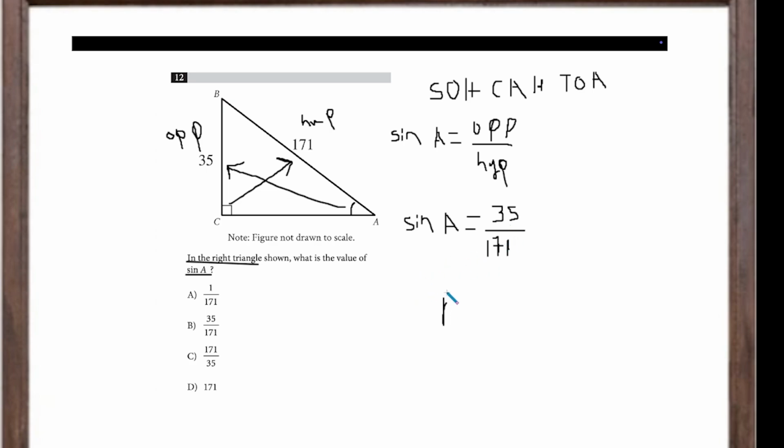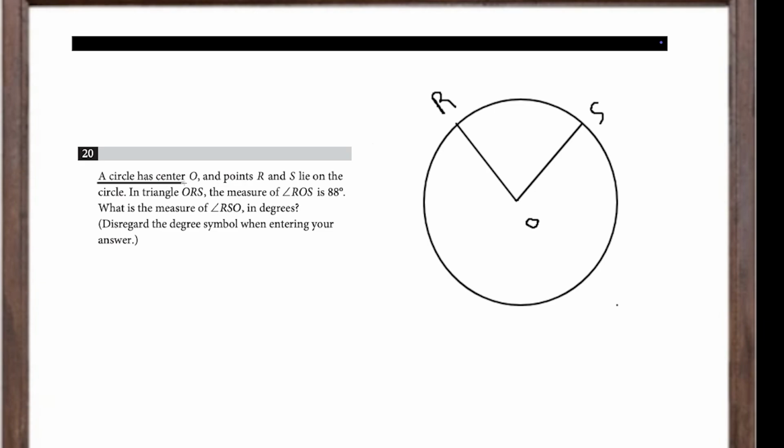Therefore, our answer is B. It's a very simple question. You just have to identify your opposite and hypotenuse parts.